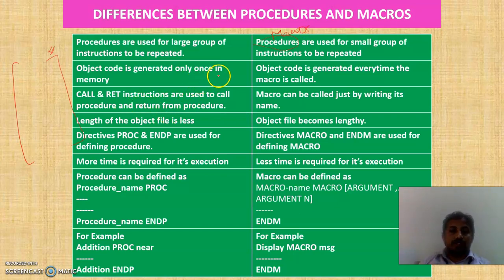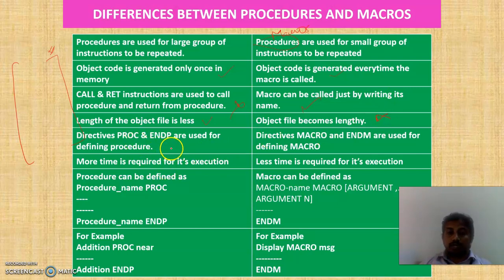Object code is generated only once in memory for a procedure. Object code is generated every time in memory for a macro. Whenever you write a macro, the code is written again. That's another disadvantage of the macro. Call and return instructions are used to call procedures, and this is not an advantage. Macros can be used by just calling their name. That is a better advantage. Next, the object file is small for a procedure, which is very good. For a macro the object file becomes somewhat lengthy. This is not an advantage.